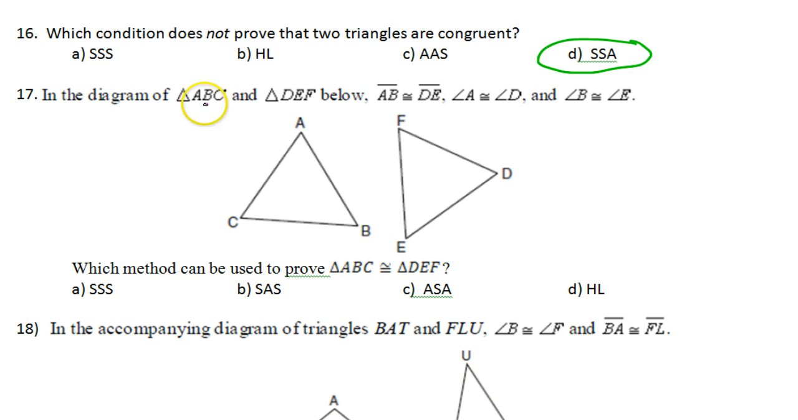In the diagram of ABC and DEF below, AB is congruent to DE. Angle A is congruent to angle D. And angle B is congruent to angle E. Okay, so these are going to be congruent by angle, side, angle.